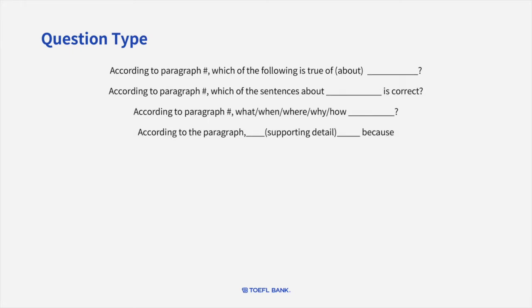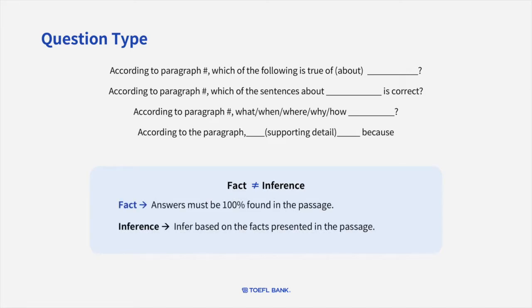Fact questions are ones that look like the following. What you have to keep in mind is that fact questions and inference questions are not the same. As I mentioned before, the answers to the fact questions must be 100% found within the passage. Whereas for inference questions, you infer the correct answer based on the facts presented in the passage. Both questions are based on facts, but the correct answers of fact questions cannot be inferred, so be careful not to infer your answers.